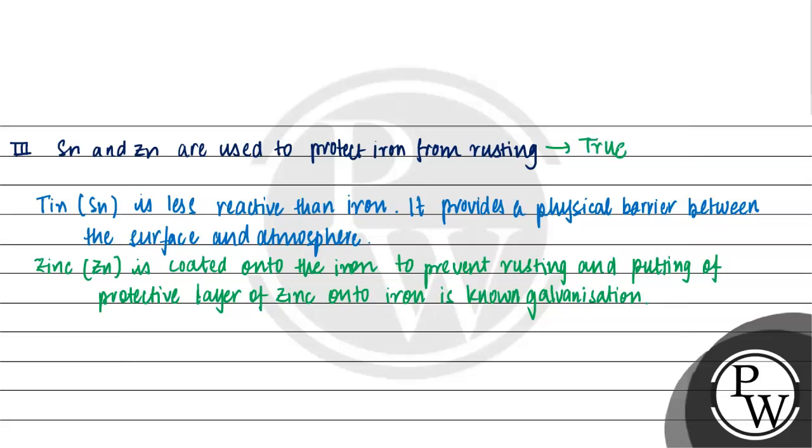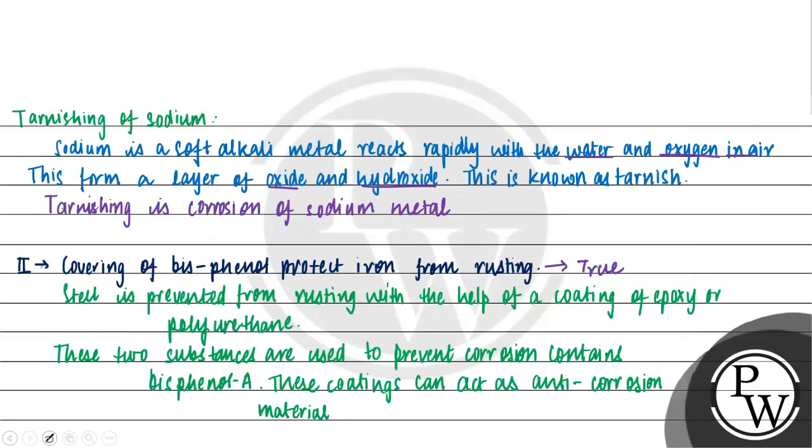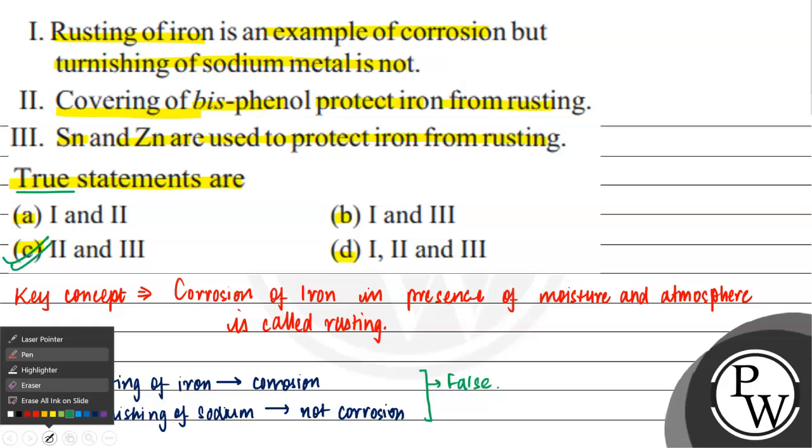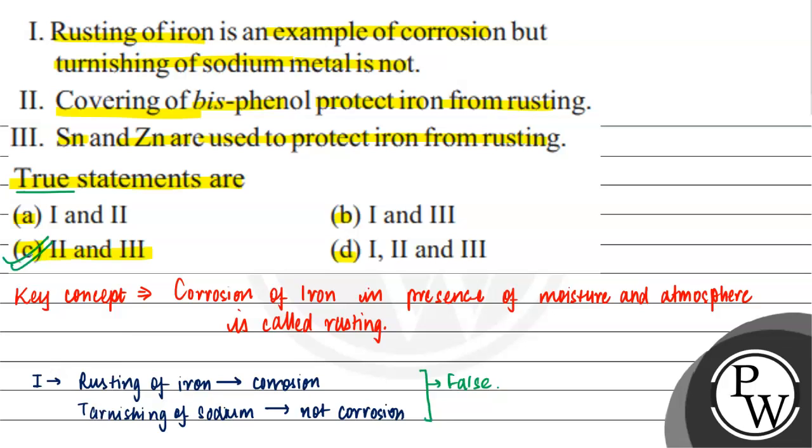तो हमारी सेकंड और थर्ड स्टेटमेंट ट्रू है वेयर एज फर्स्ट स्टेटमेंट फॉल्स है. So we have to tell about the true statement. So second and third statement is true. तो हमारा option number C is the right answer to the question.